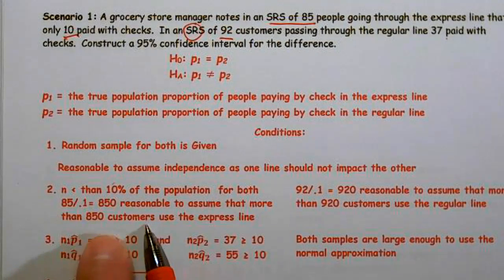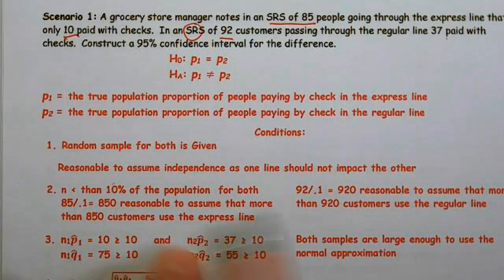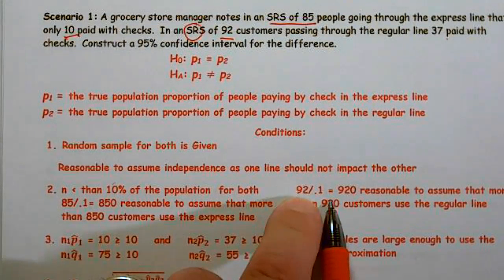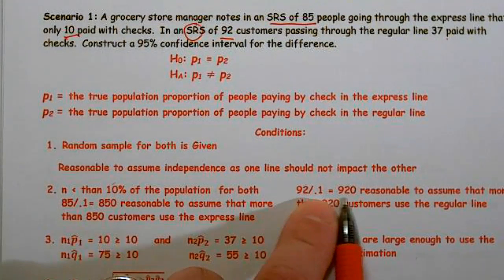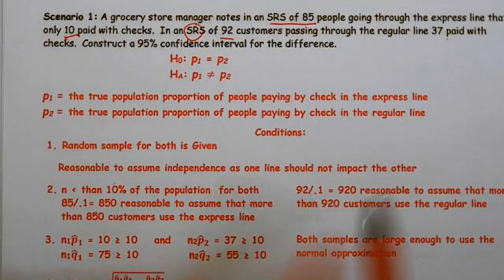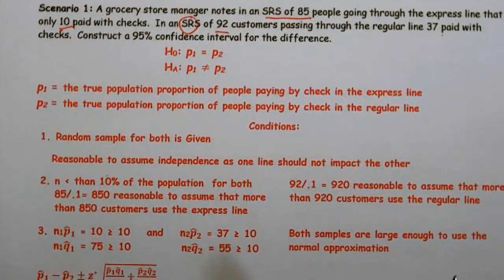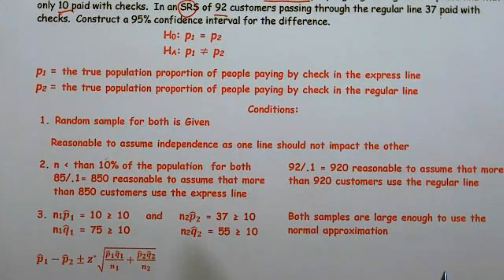Reasonable to assume that more than 850 customers use the express line during the day or month or some point. 92 divided by 0.1 is 920. Reasonable to assume that more than 920 use the regular line. Both samples have to be large enough.